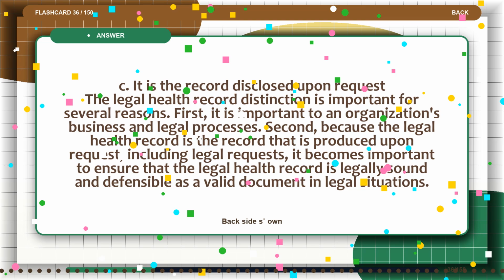The answer is C. It is the record disclosed upon request. The legal health record distinction is important for several reasons. First, it is important to an organization's business and legal processes. Second, because the legal health record is the record that is produced upon request, including legal requests, it becomes important to ensure that the legal health record is legally sound and defensible as a valid document in legal situations.